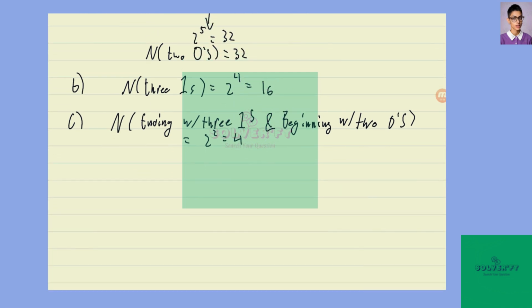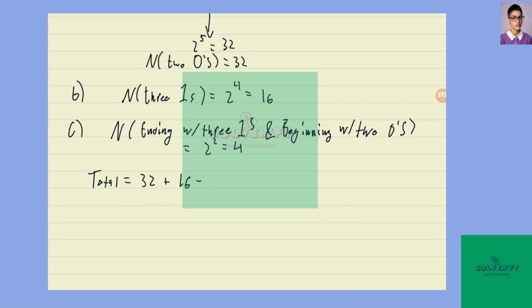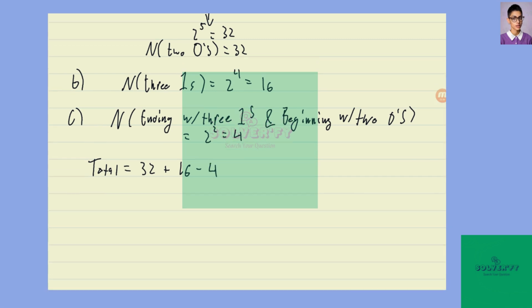So this is going to be using the inclusion-exclusion rule. The total will be equal to 32, the number with 2 zeros, plus 16, the number with 3 ones. And then we need to subtract off essentially what will be in the overlap between the 2. So we need to subtract off 4, which gives us that the total will be 44.